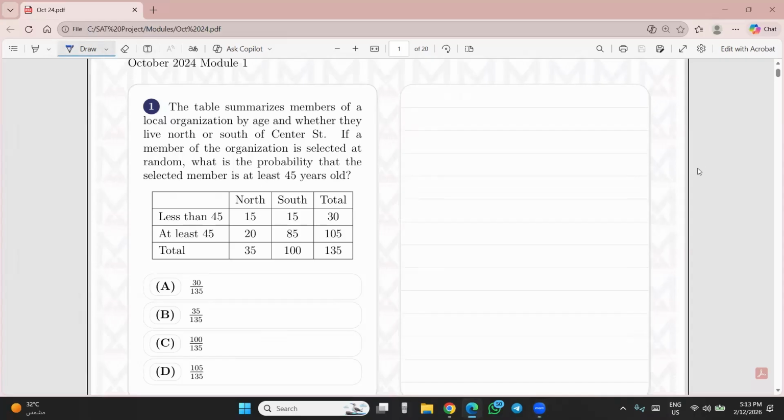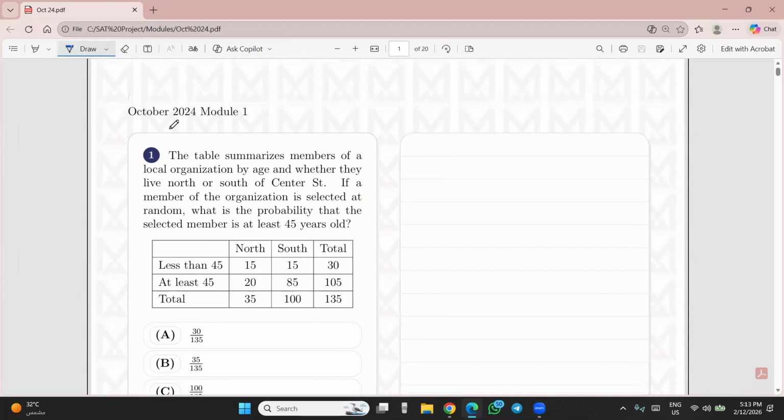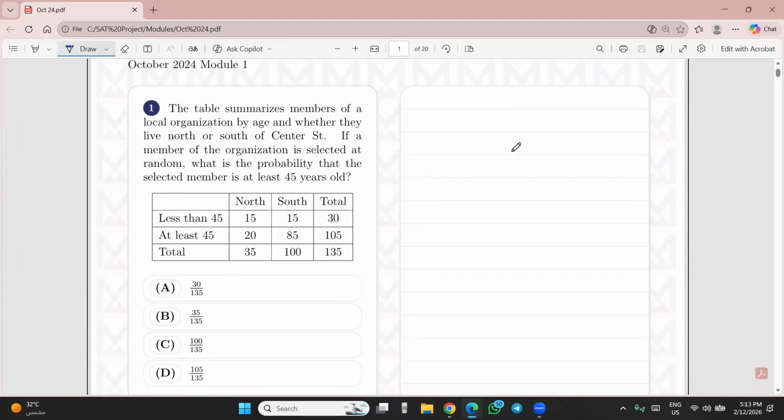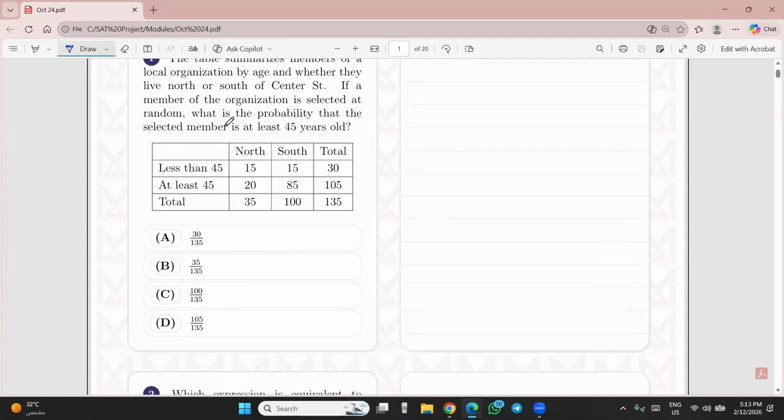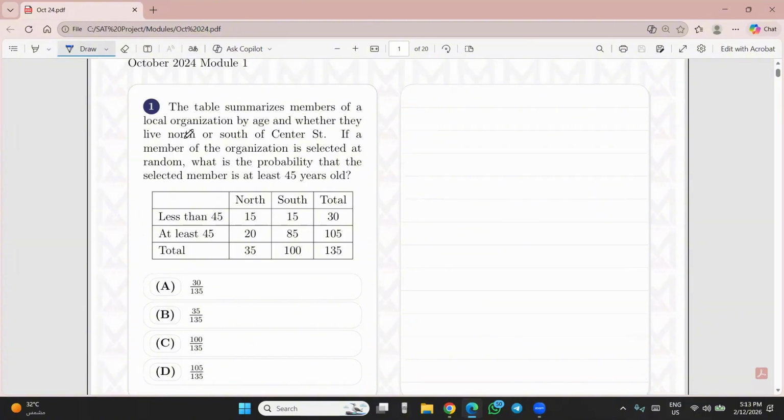Hello, my dear students. Today we are talking about the exam of October 2024, and we will start with module number 1 and see the different strategies to solve numbers of questions. As you can see, one of them is the probability. We start with question number 1.